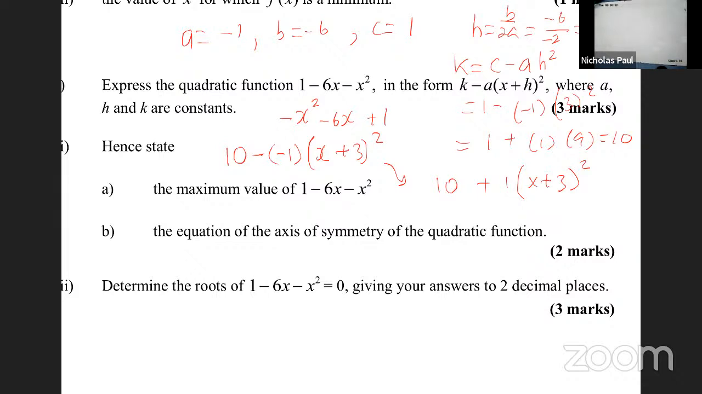Yeah, nice. What's the maximum value? The max value is 10. And the axis of symmetry is what? X is equal to -3, right? Minus H, right? Last part, determine the roots. What they wanted to do. Solve it. Very good. They wanted to use the formula here and solve it. Minus x squared minus 6x plus 1 is 0. Right, so solve it fast.